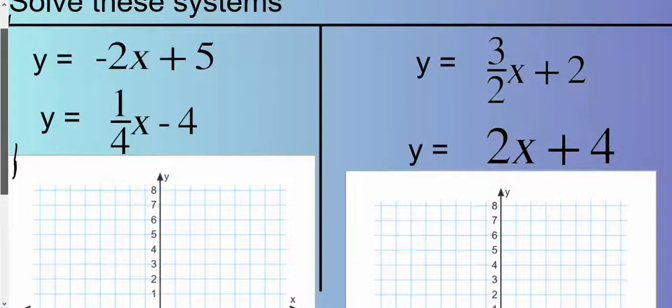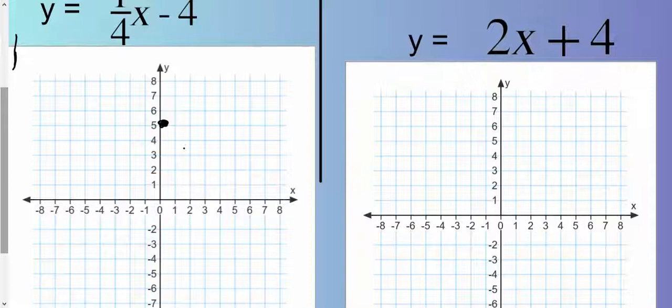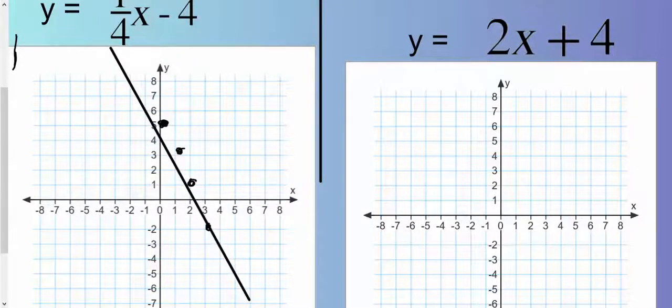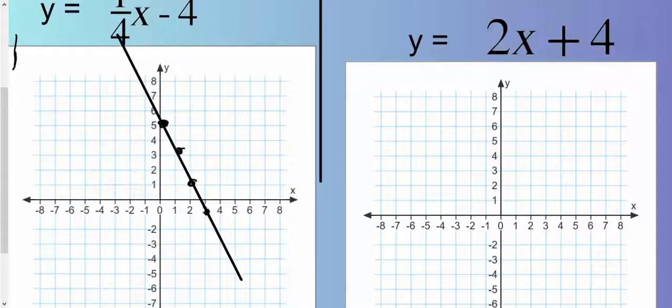So my y-intercept here is 5, that's my b value, so I'm going to put a point here at 5, that's my starting point, and then the slope is negative 2 over 1, so I'm going to go down 2 over 1, down 2 over 1, and then I can draw a line. And my goal is to figure out, oops, that one I missed. Should be right there. Okay, there we go. And my goal is to figure out where these two lines cross.